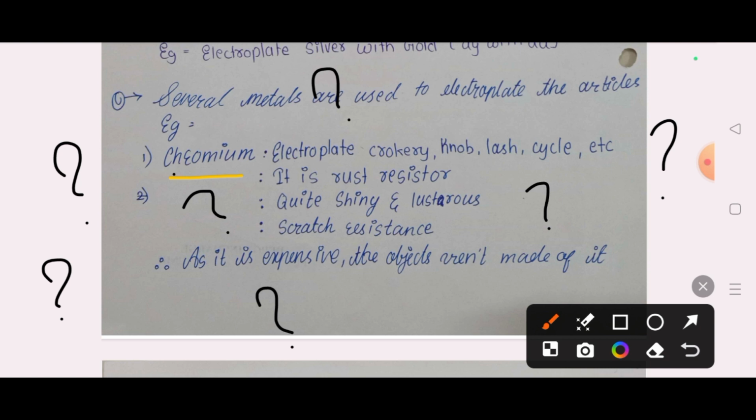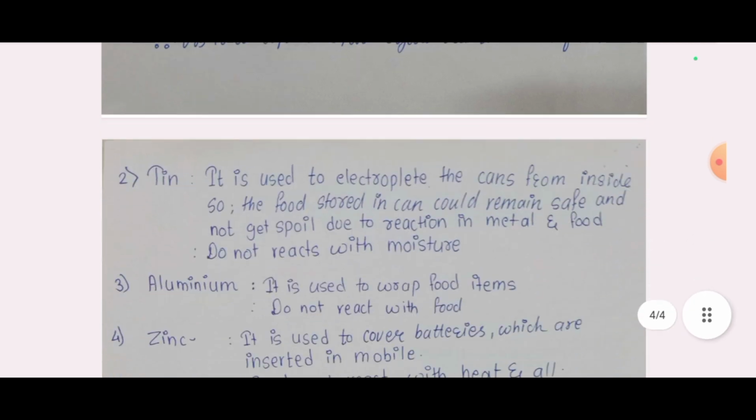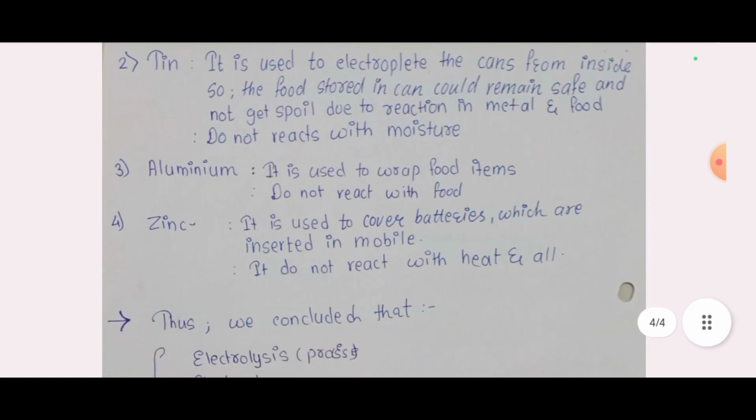Because this chromium is not affordable, it's expensive. If we made one cycle with this chromium metal, then we can't afford it, because it is very much expensive. That's why chromium is not used to make anything. Instead, it is used to electroplate. Instead of making the article with chromium, chromium is electroplated on that particular thing. Understood?